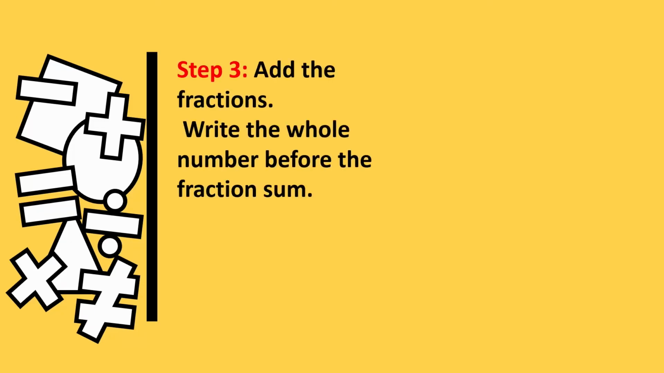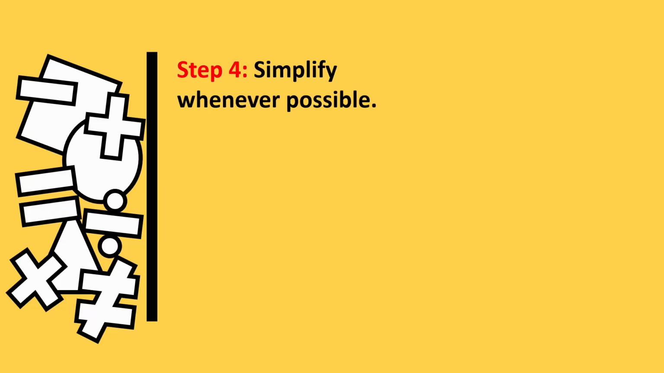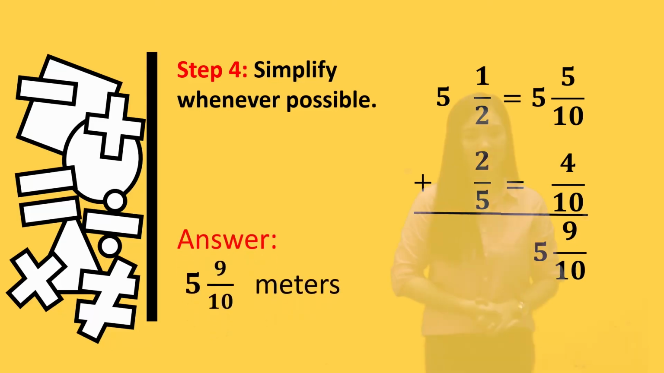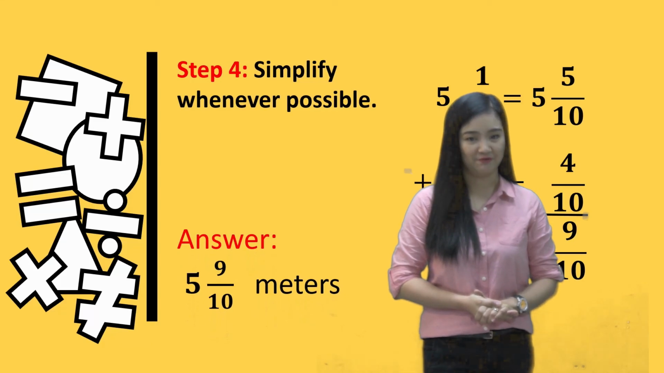Step 3. Add the whole numbers and the fractions. There's only one whole number, so we just bring it down. Add the numerators. 5 plus 4 equals 9. Copy the common denominator. Step 4. Simplify whenever possible. 5 9/10 is in its simplest form. Answer: Mrs. Cruz bought 5 and 9/10 meters of cloth.